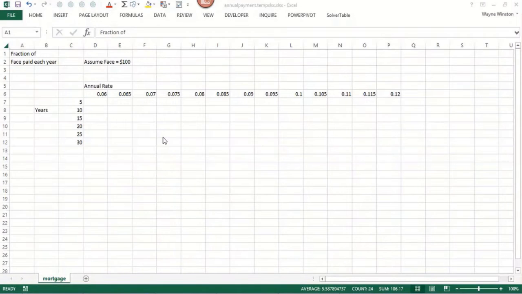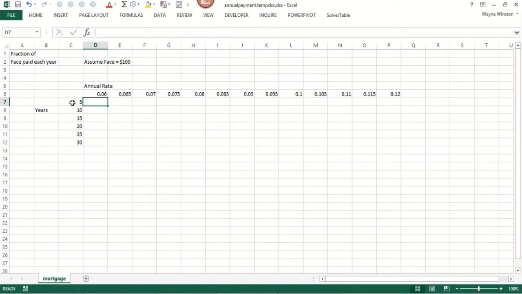Let's apply our knowledge of financial functions to the following problem. You're borrowing money for a house, and you may borrow with a 5-year loan, a 10-year loan, a 15-year loan, a 20-year loan, a 25-year loan, or a 30-year loan, and the annual rate might be 6% through 12% in 0.5% increments. The question is, what fraction of the face value of your mortgage do you pay each year to the bank? Okay, well, let's think about this.